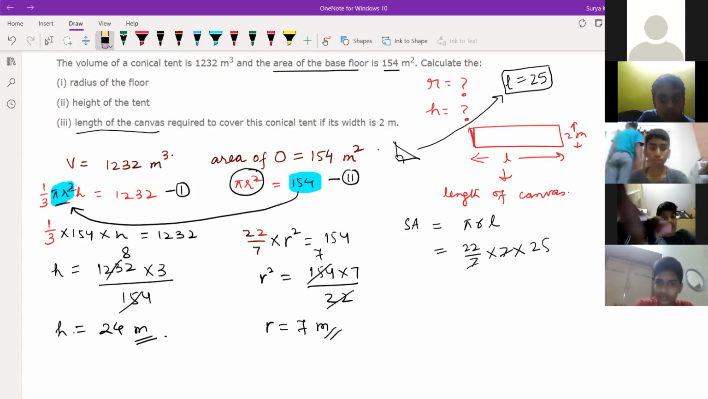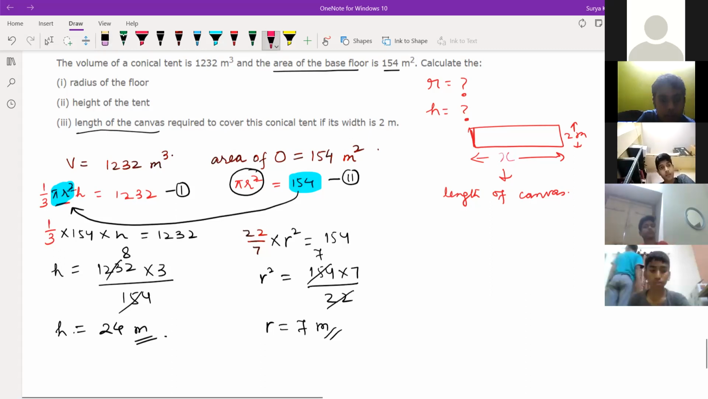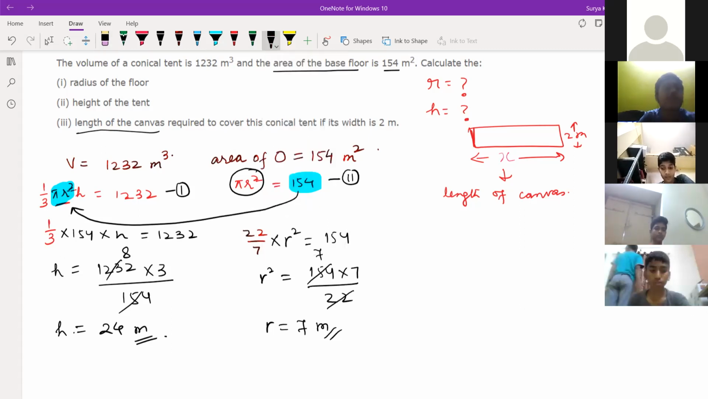Once again, I'm just writing here. One minute, I erase this. Wait for one minute. Let this be x meters we have to find. I'm not writing a here because you'll get confused. I'm writing here x meters. This is x meters. Okay. So I equated this CSA with the x into 2, and then I got the answer.